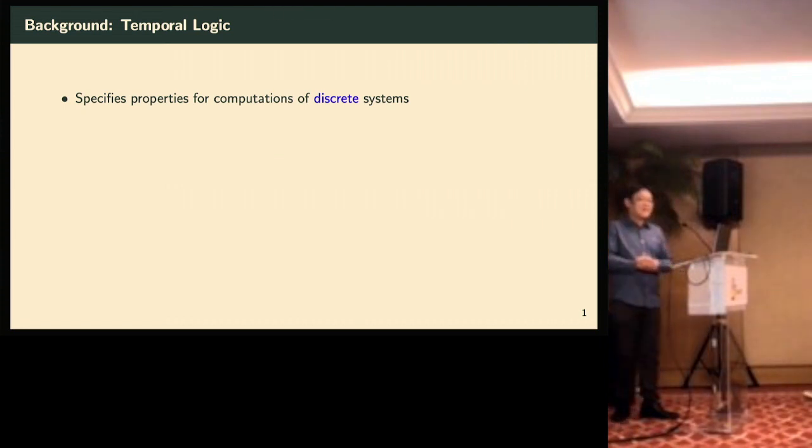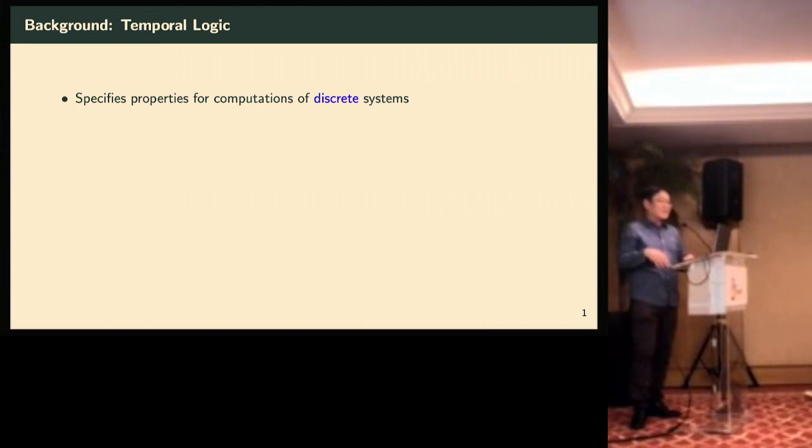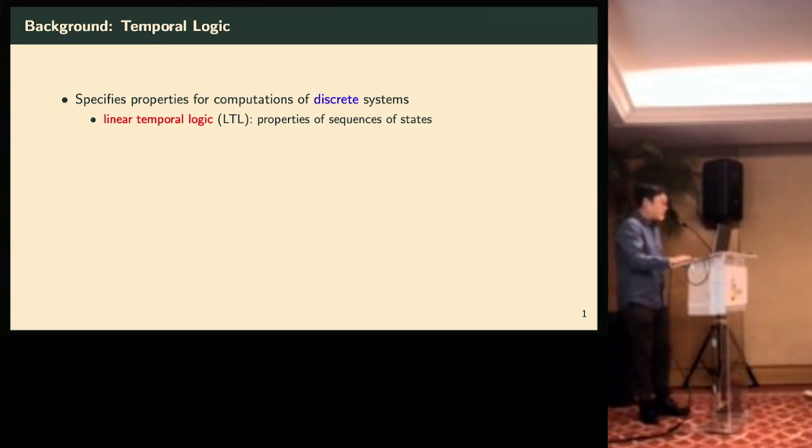Okay, so probably many of you already know, but it's quite related. I just briefly summarize the background on temporal logic. Usually, temporal logic specifies properties for computation of discrete systems, right? And linear temporal logic is quite close to, and has a huge relationship with, signal temporal logic. It expresses properties of a sequence of states.